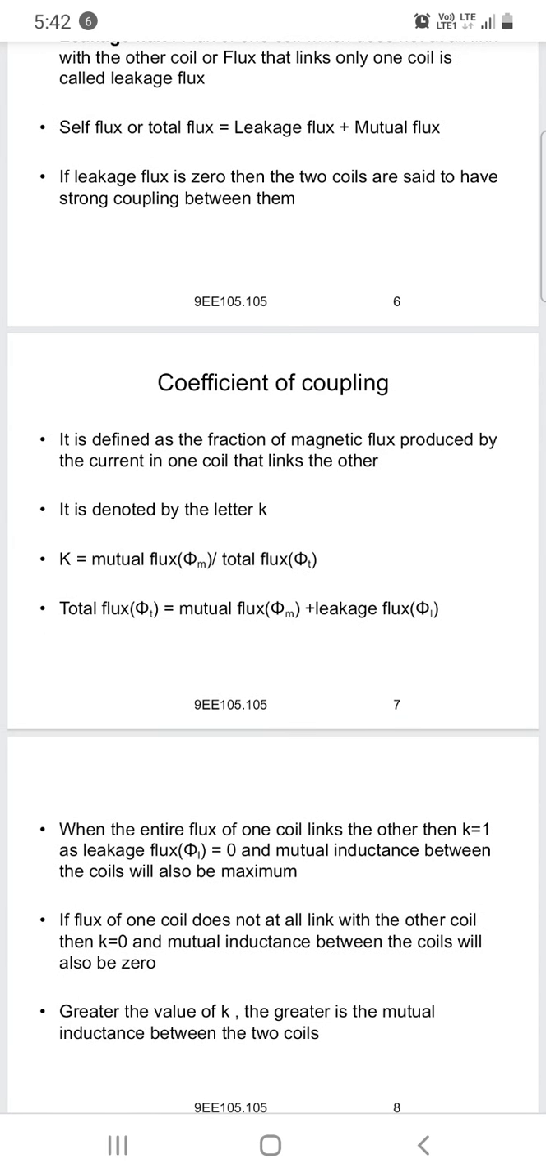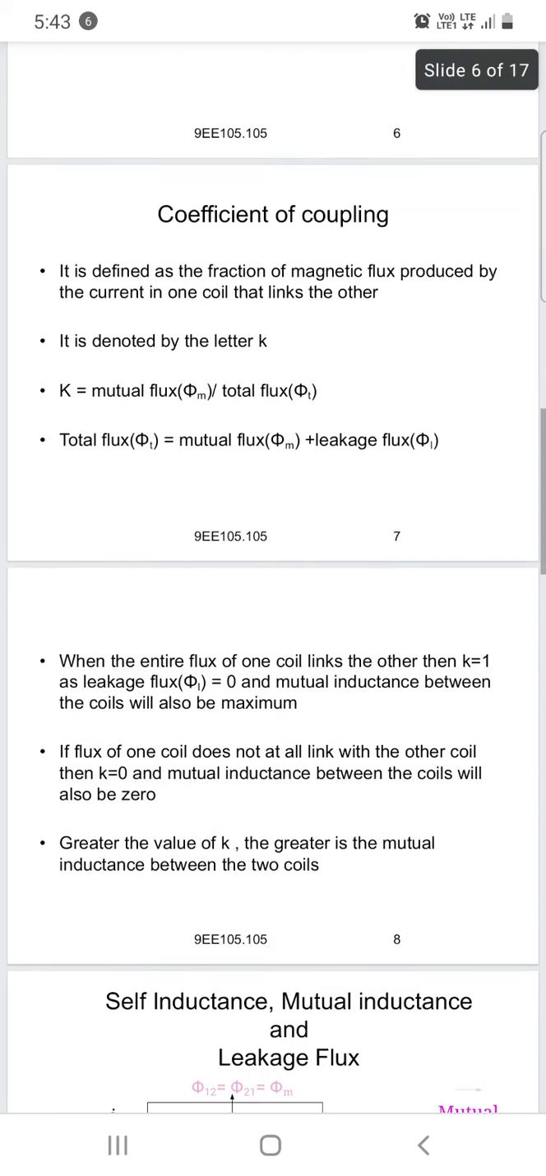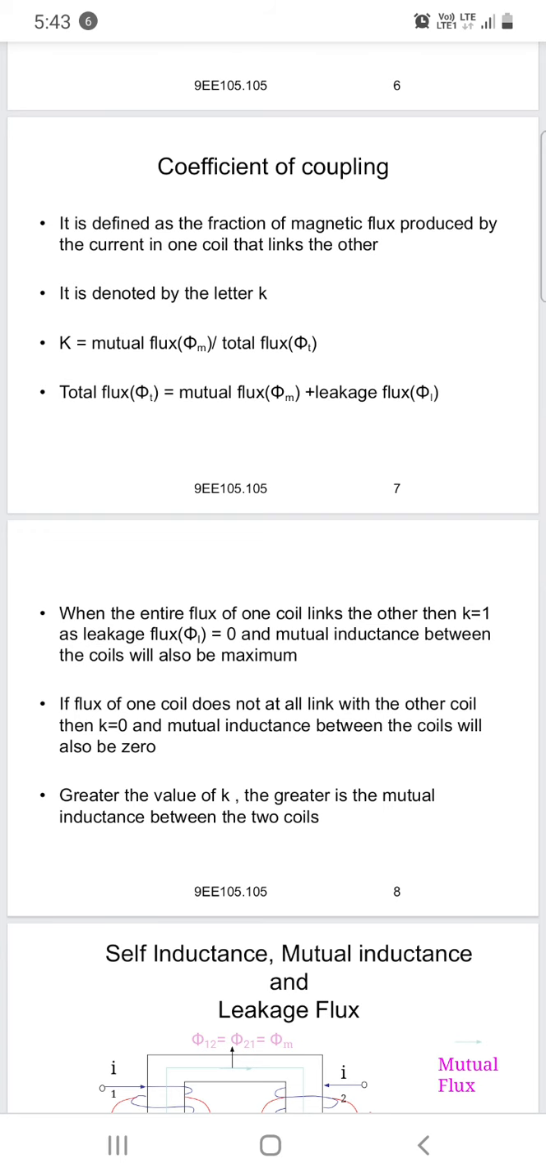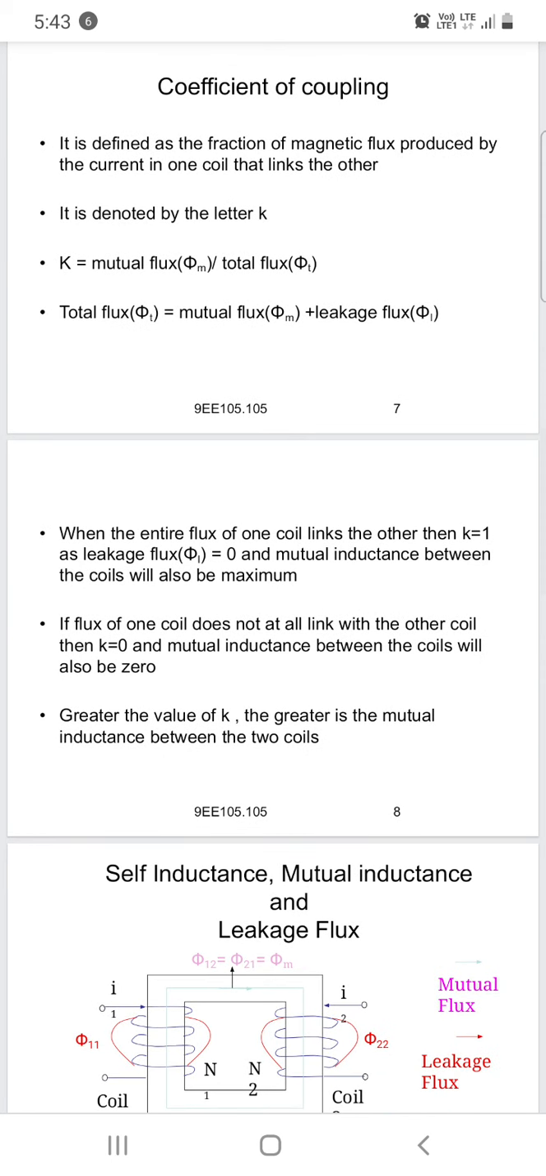What is the coefficient of coupling? It is defined as the fraction of magnetic flux produced by the current in one coil that links to the other coil. It is denoted by the letter K, a constant of proportionality. Here K is defined as the ratio of mutual flux to total flux, and it is called the coefficient of coupling.